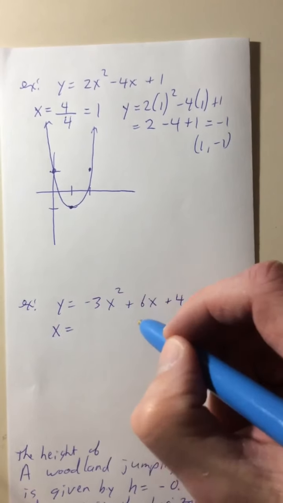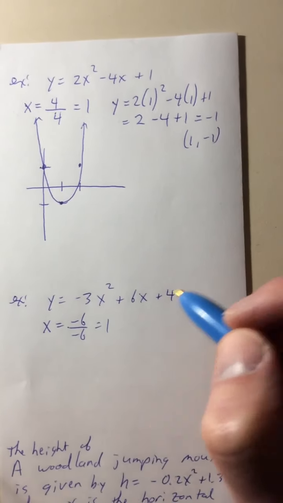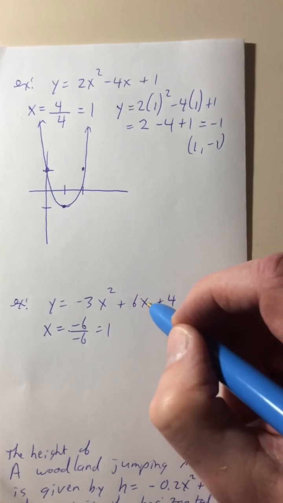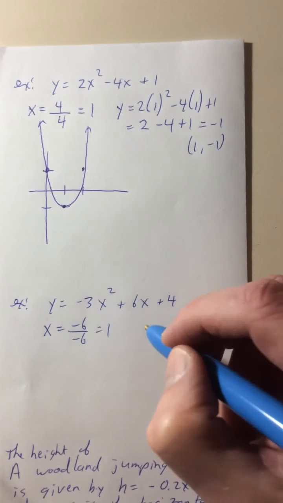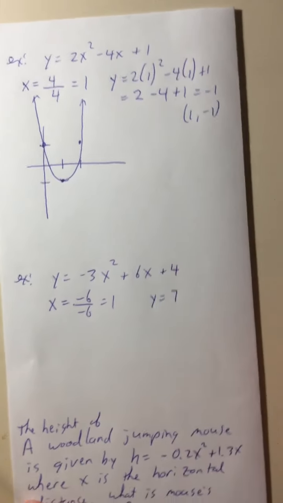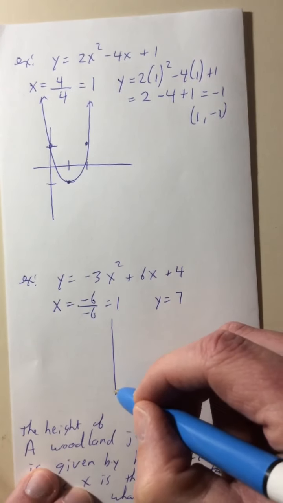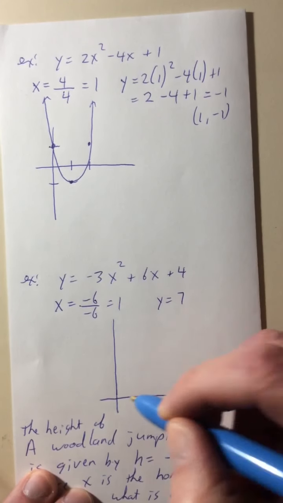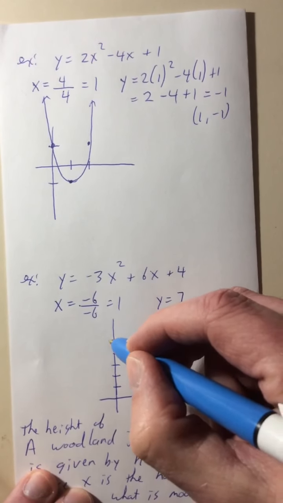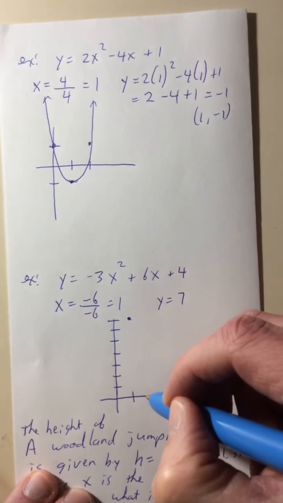So we got x equals negative 6 over negative 6, which again turns out to be 1. Tried to make these problems pretty easy for you. And the y is going to be negative 3 plus 6 is positive 3 plus 4 is 7. So y equals 7. So we got 1, 7 is our vertex. 1, 2, 3, 4, 5, 6, 7. There it is. 1, 7 is our vertex.